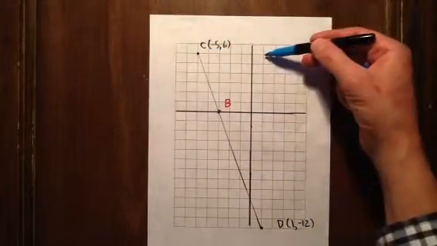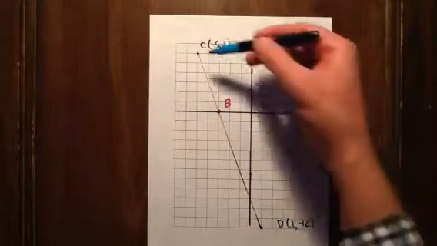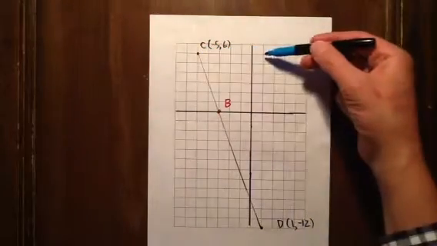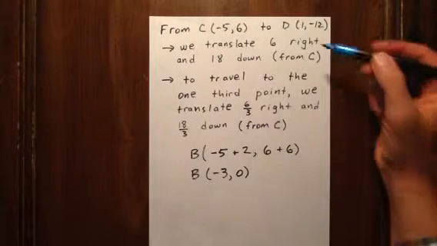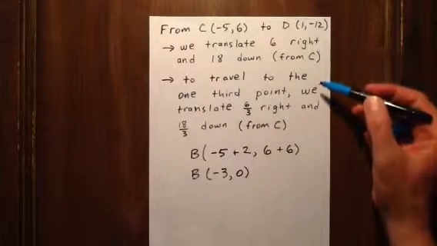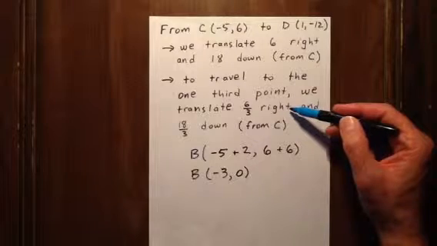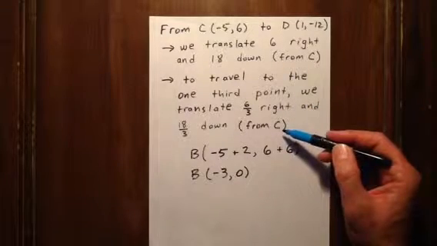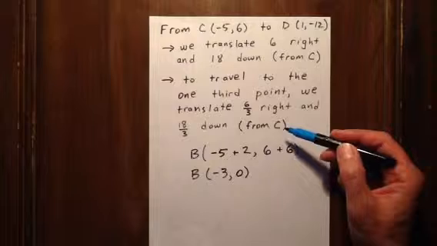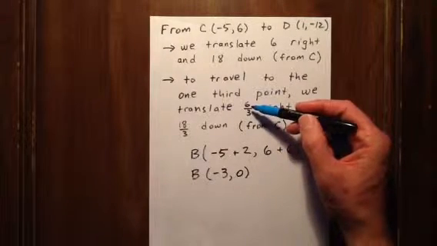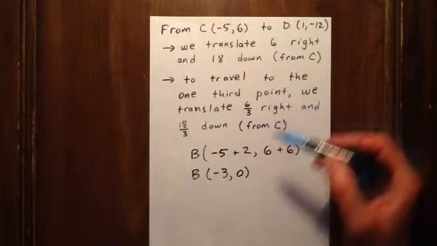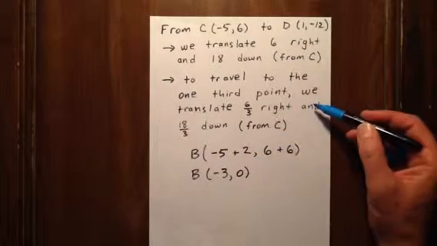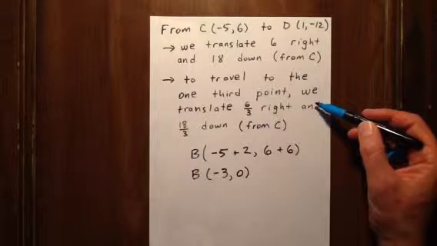Instead of traveling right 6 and down 18, we're only going to travel right 1/3 of 6 and travel down 1/3 of 18. So instead of traveling 6 right and 18 down, we travel 6/3 right, divide by 3, and 18/3 down, divide by 3. Well, 6/3 is the same as 2, so we'll be traveling 2 right, so that's like adding 2 to the x-coordinate. And instead of talking about 18/3 down, we'll talk about traveling 6 units down.